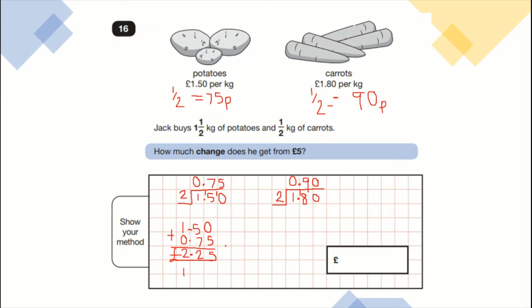We're going to add £2.25 and 90p together. 2.25 plus 0.90. 5 plus 0 is 5. 9 plus 2 is 11. 2 plus 0 is 2, plus 1 is 3. Jack's total is £3.15. Now we need to work out how much change he gets from £5.